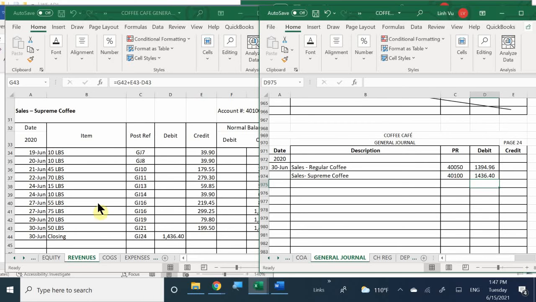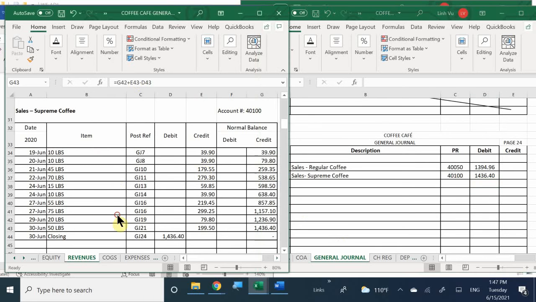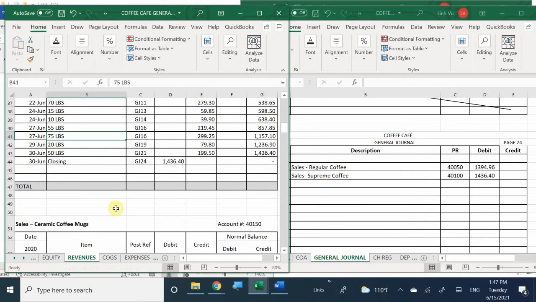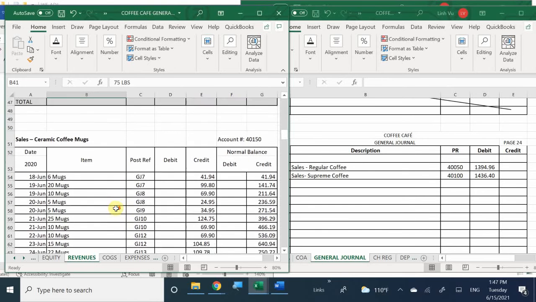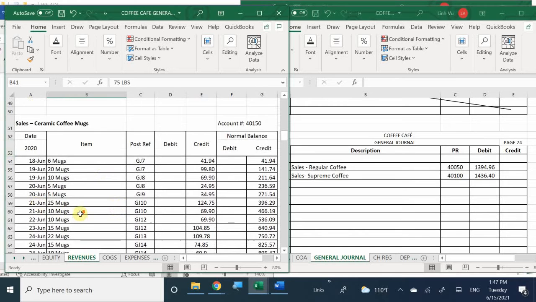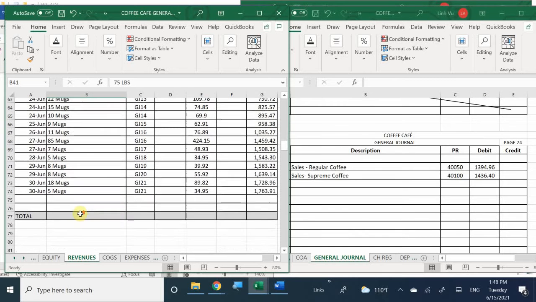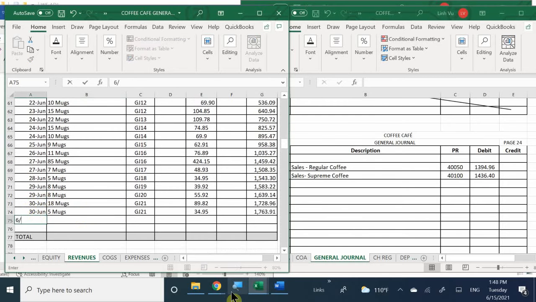As I'm going through the ledger, I'm zeroing it out here and putting it in my journal, so then I don't have to go back to my ledger to zero it out. I'm doing it as I go. Okay, I closed out that account. Next account I have here is my sales for the ceramic coffee mugs. So I'm going to close this one out.